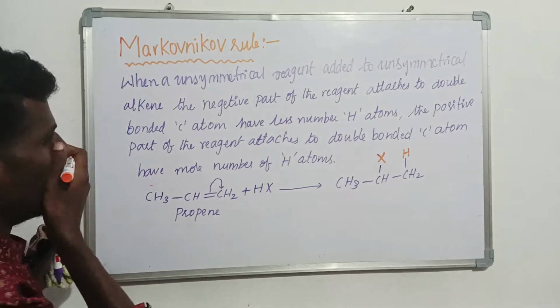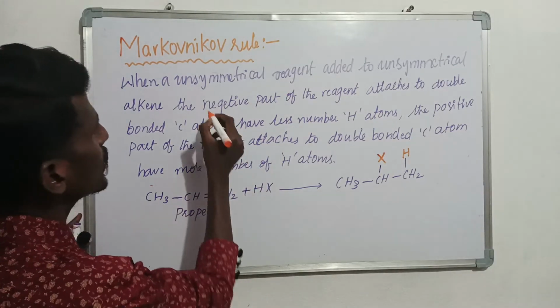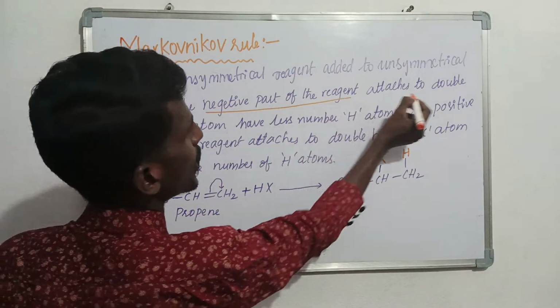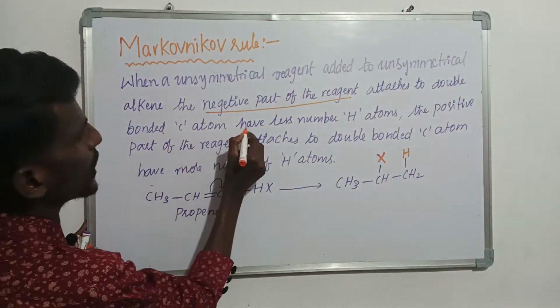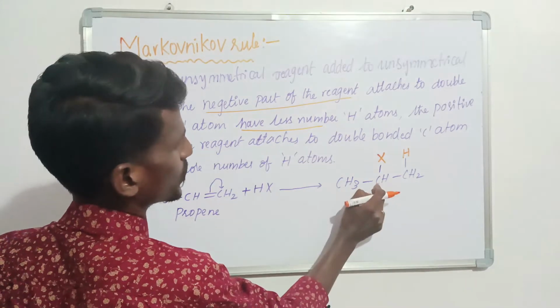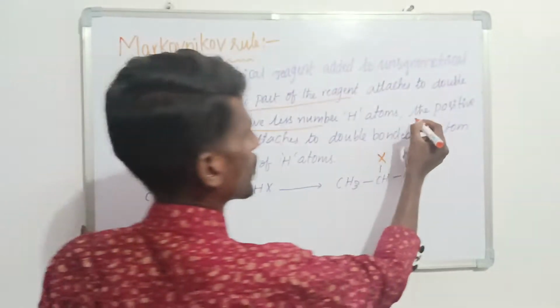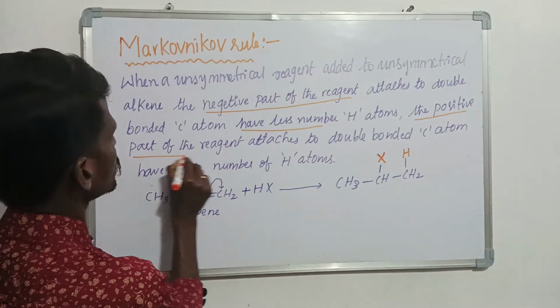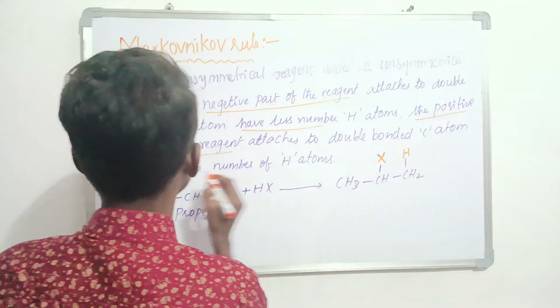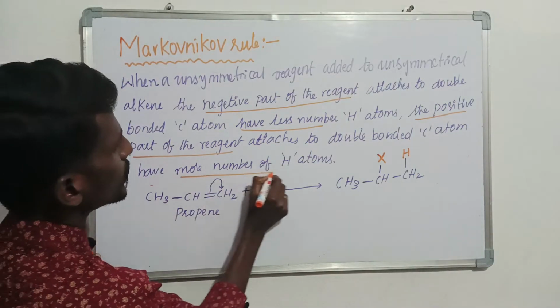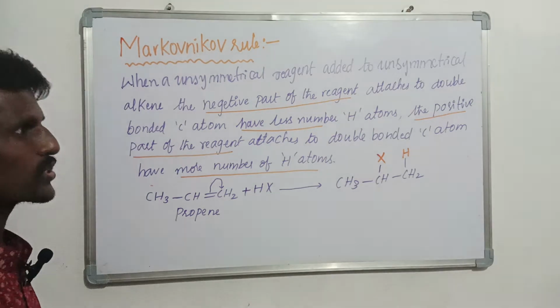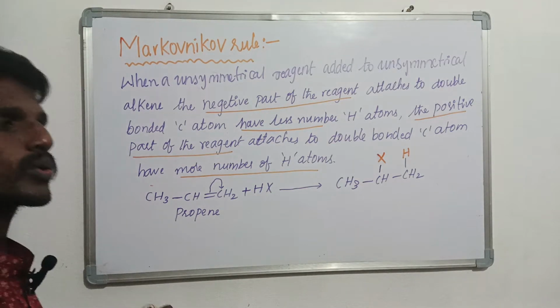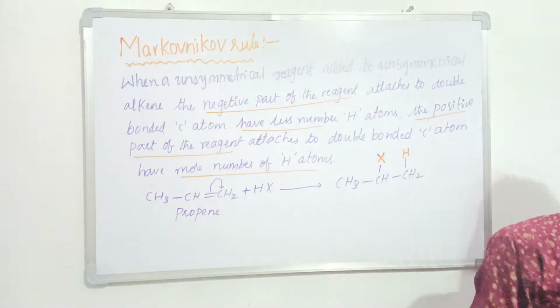So we say that the negative part of the reagent attaches to the double bonded carbon atom that has less number of hydrogen atoms, and the positive part of the reagent attaches to the double bonded carbon atom that has more number of hydrogen atoms. This is known as the Markovnikov rule.